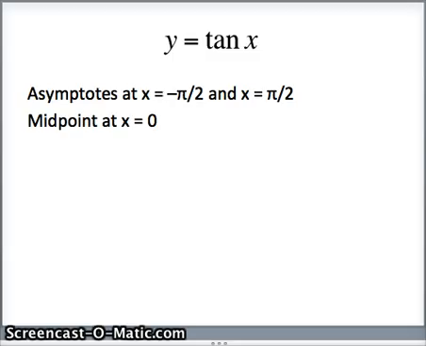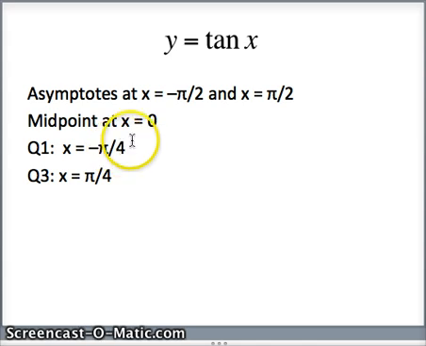As we graph these trig functions, we want to go from starting point to ending point. Starting point is the first asymptote. Ending point is the second asymptote. The midpoint is halfway between. The midpoint between negative pi over 2 and pi over 2 is 0. And we know the tangent of 0 is 0, as we saw earlier.